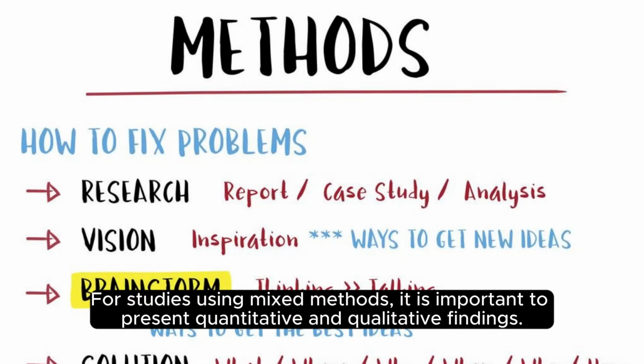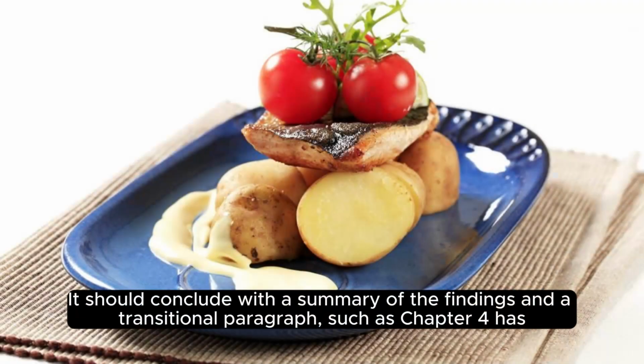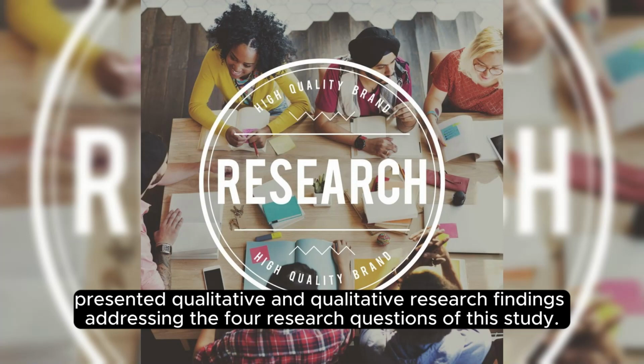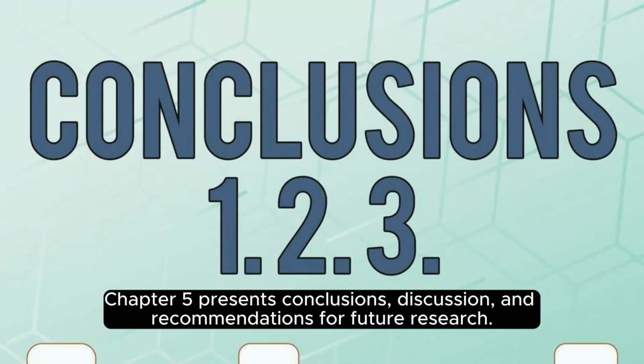For studies using mixed methods, it is important to present quantitative and qualitative findings. It should conclude with a summary of the findings and a transitional paragraph, such as: Chapter 4 has presented quantitative and qualitative research findings addressing the 4 research questions of this study. Chapter 5 presents conclusions, discussion, and recommendations for future research.